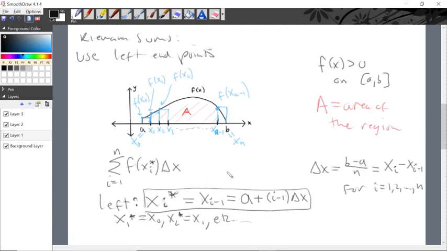Okay, so that would give us the left endpoint rule. And so if we were to write the Riemann sum using the left endpoint rule, it would look like this: the sum from i equals 1 to n of f of this quantity, a plus the quantity (i minus 1) delta x. All of that is the input to the function f, and then that gets multiplied by delta x, where delta x is, again, (b minus a) over n.